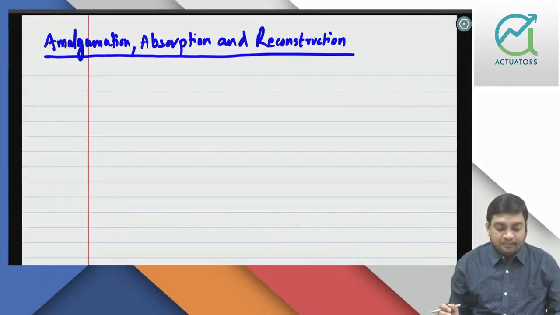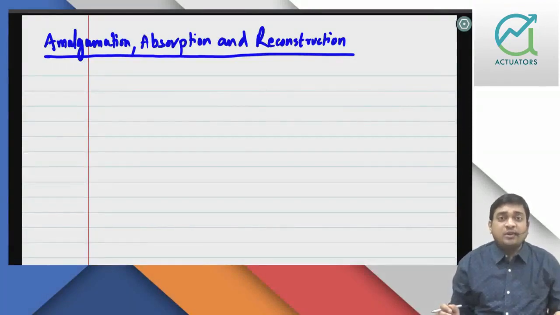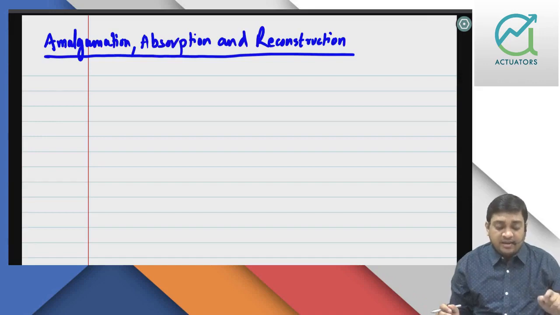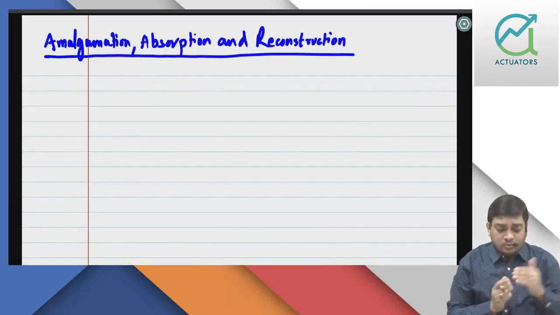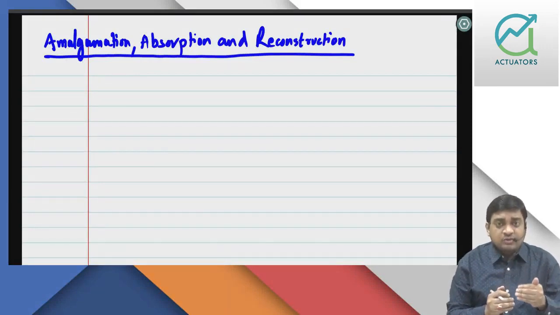Today we will study one very important chapter of your curriculum. This chapter is for 15 marks, right? As you can see, the name of the chapter is Amalgamation, Absorption and Reconstruction. Now, first of all, I would like to give you the subtopics of this chapter, right?